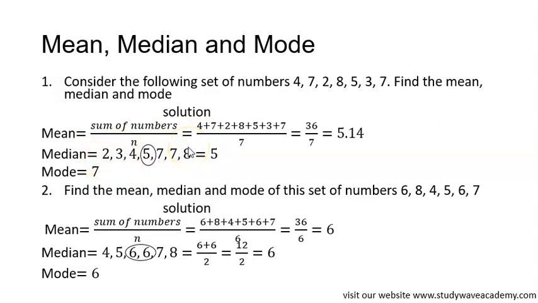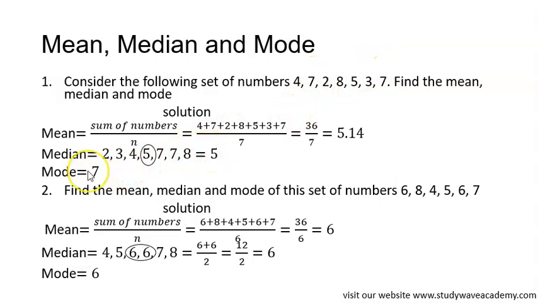Now we are done arranging. We look for the middle number. The middle number is 5. There are 3 numbers after 5 and there are 3 numbers before 5. So the middle number is 5. Okay, so the median of this data set is 5.